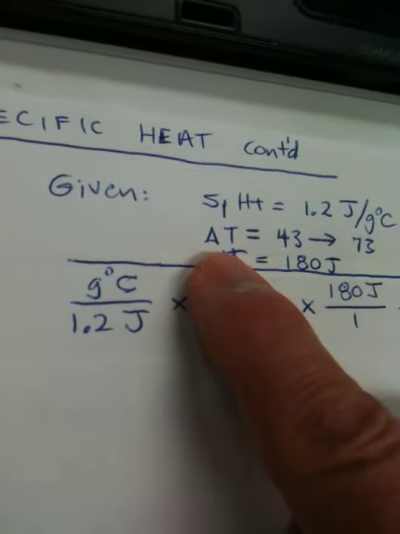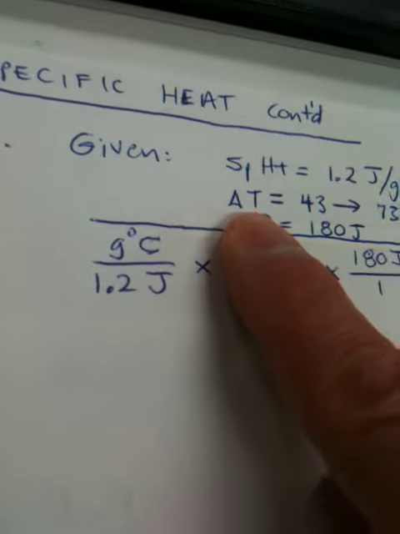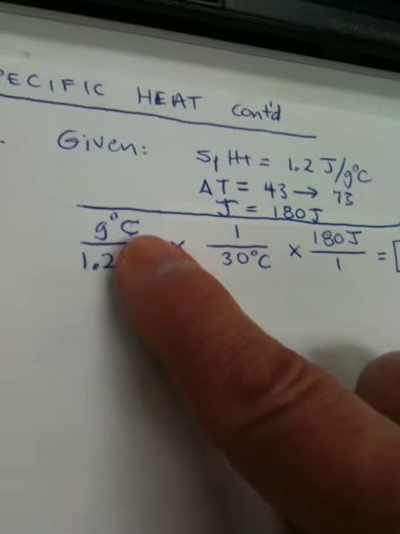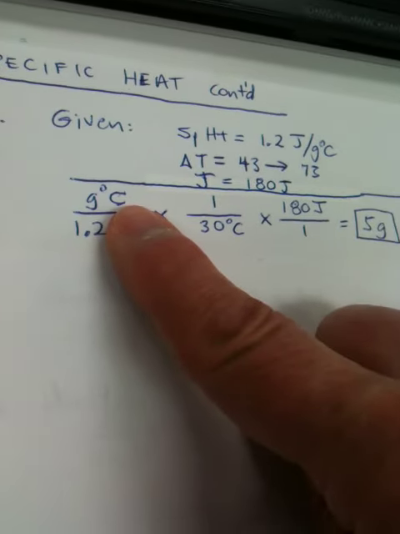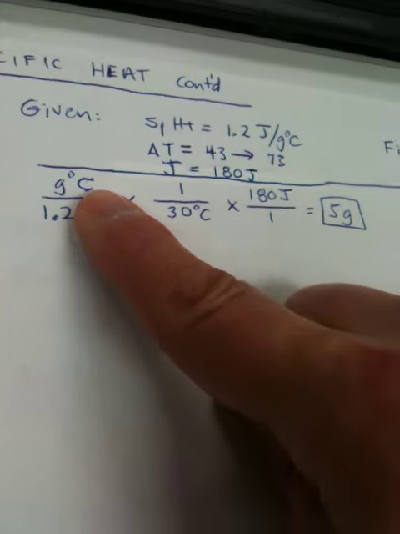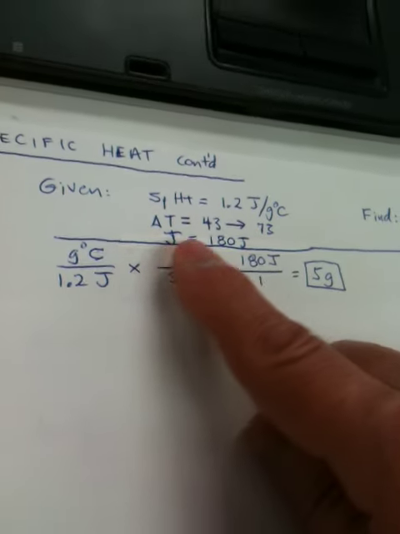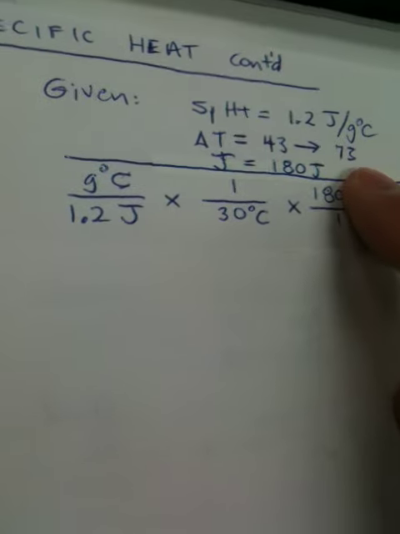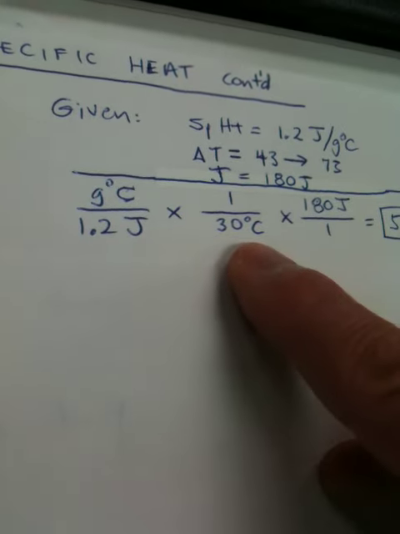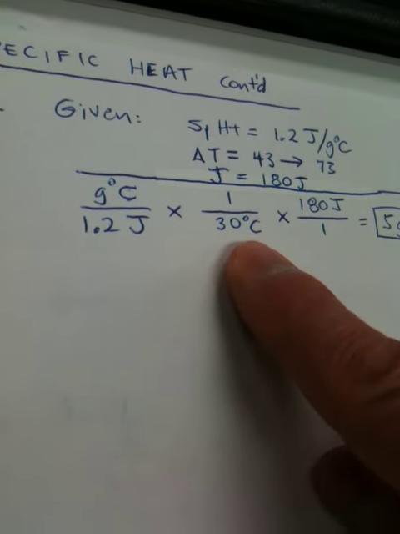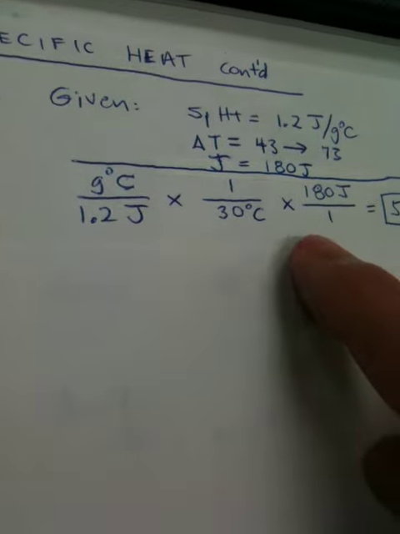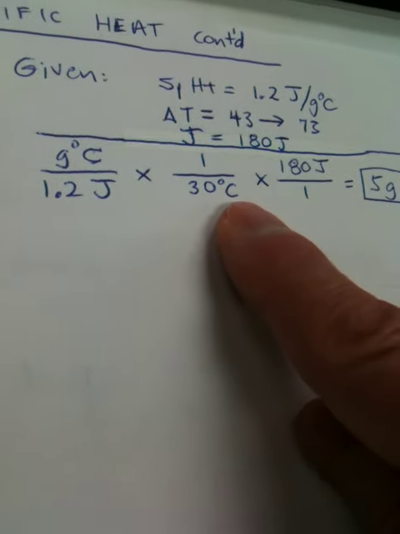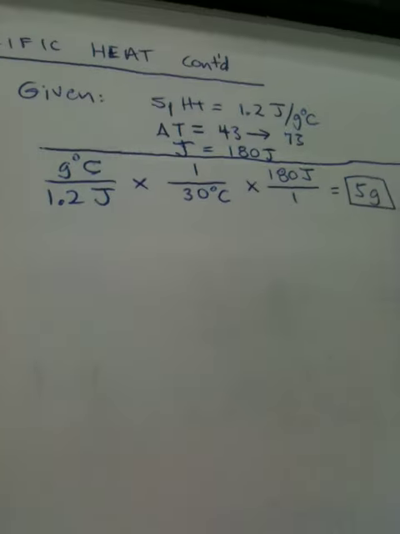30 degrees centigrade came from the temperature change. Notice the temperature here, the temperature change, is what this number is all about. It's not a temperature, it is a change in temperature. And so when we subtract the 43 from 73, we get a 30. And that's the number that we're using in the calculations.